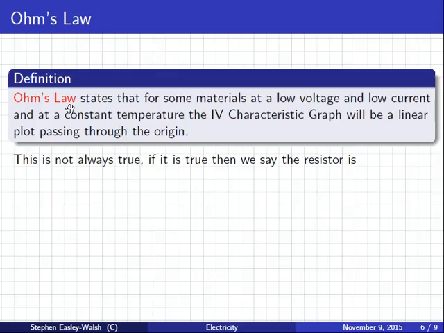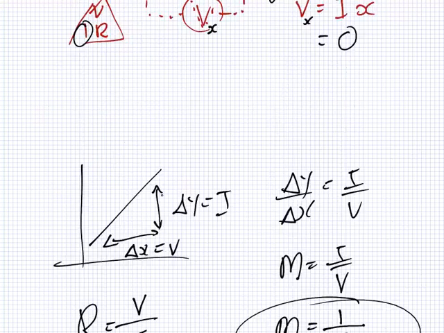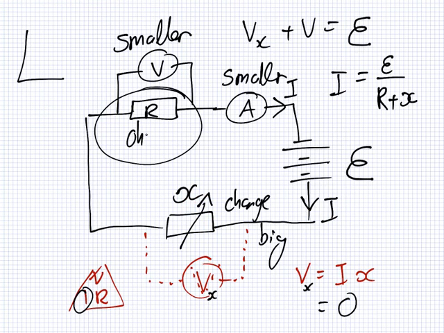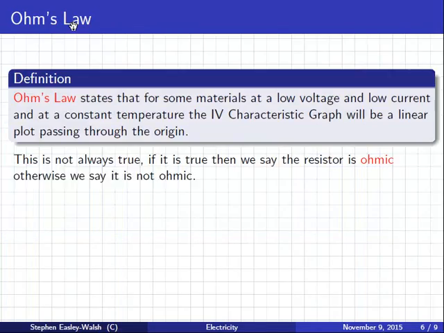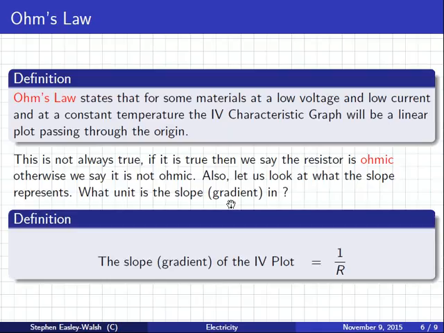If it is true, then we say the resistor is ohmic. So, if the graph is a straight line, we describe this as being ohmic. And if it's not straight, then we say it's not ohmic. And we also looked at this already, that the slope represents the resistance, which I think you wrote down earlier, but if you didn't, you can write it down. The slope is 1 over the resistance.